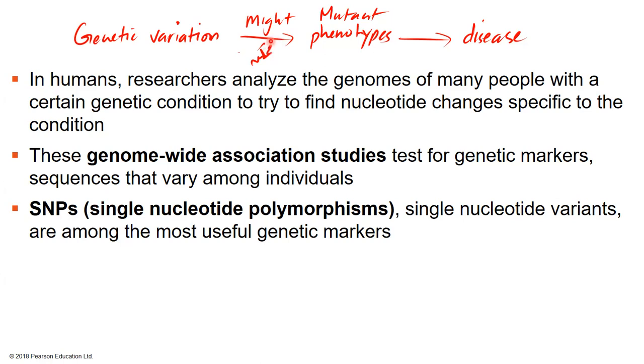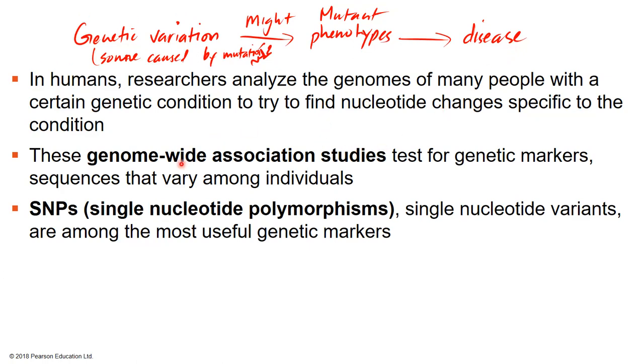Okay? So genetic variation means we have, let's say, some changes caused by mutations. So some mutations might affect genes, and these genes, they are important. They will produce mutant phenotypes. They become mutant, and the mutant phenotype might lead to a disease, a certain type of disease. Okay?